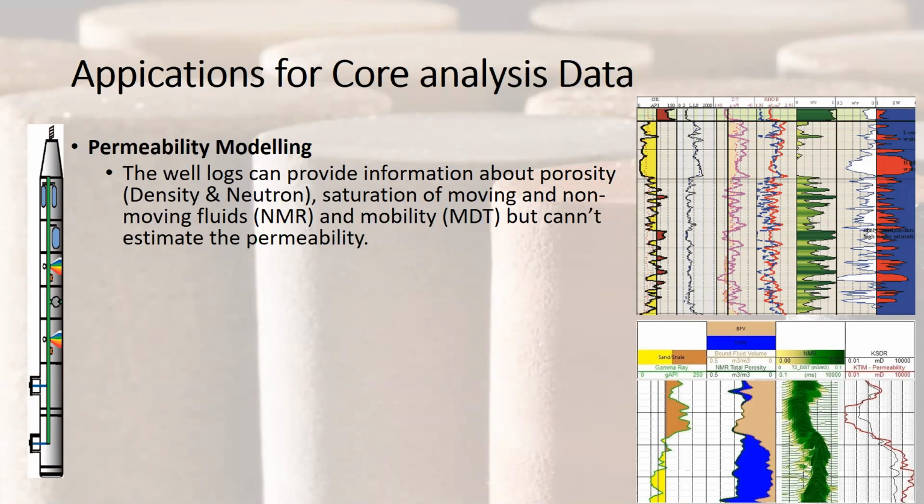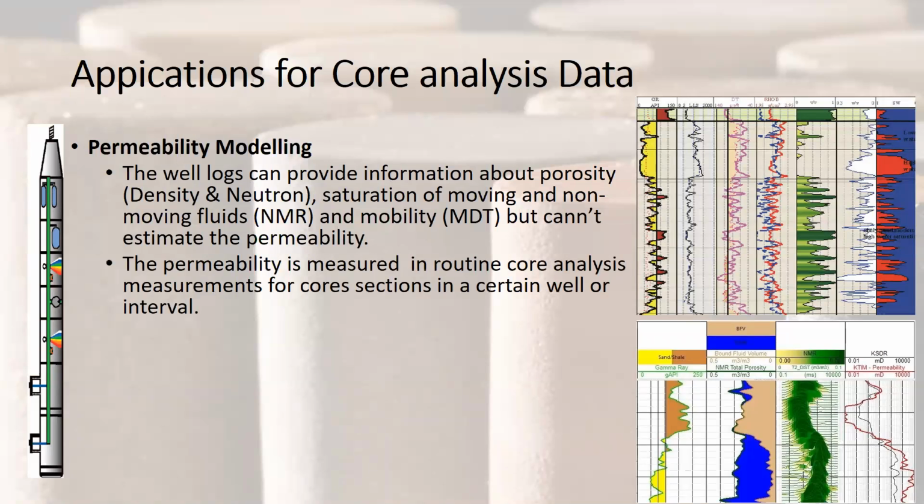This log can indicate the moving and non-moving fluids, okay, the mobility. We can know the mobility from the MDT, but all these logs can't measure the permeability. We know that one of the results of the NMR is the permeability, but you should know that the permeability shown in the NMR log is permeability estimated by a correlation, depending on the irreducible water saturation and the porosity, and not measured permeability. No log can measure the permeability, it can only estimate the permeability, okay?